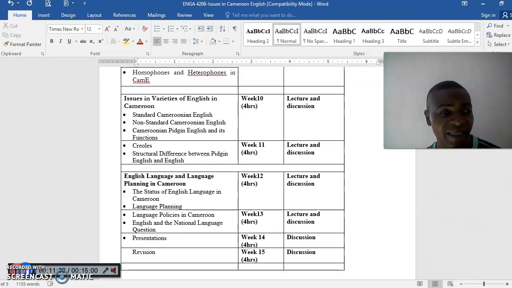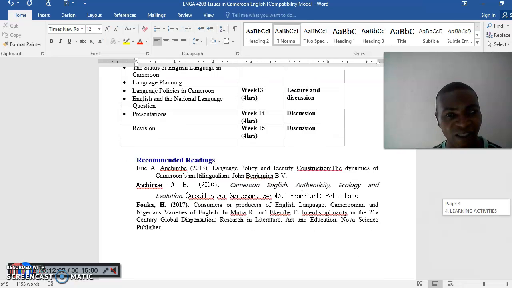Standard Cameroonian English, non-standard Cameroon English, Cameroonian Pidgin English and its functions, Creole, structural differences between Pidgin English and English. I also have English language and language planning. We'll also be looking at that, and the status of English language in Cameroon, language planning and the like. So these are the things we will be looking at in this course.